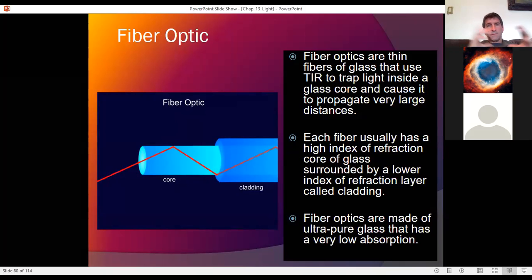If we had simply a reflective hollow cable to bounce the light back and forth, after a very short distance, we wouldn't have very much light there. In total internal reflection, 100% of the light reflects. So fiber optics can send the light for kilometers.